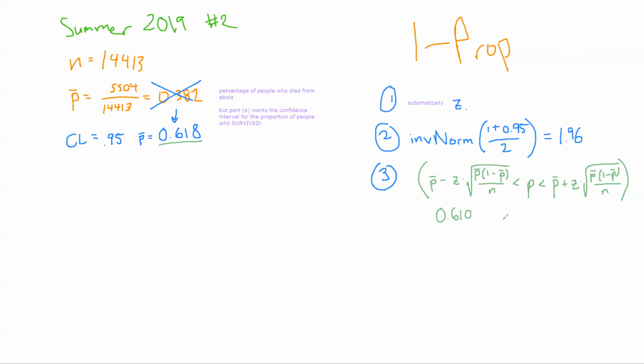And then when I do it again, but plus, I get 0.618 plus 1.96 times the square root of 0.618 times 0.382 divided by 14,413. And this gives me 0.626. And that is my confidence interval. And again, you can put notation around it. Again, this is going to be on Canvas. So she's going to say, what's the lower bound? You say 0.610. She's going to ask, what's the upper bound? You say 0.626, and you're done.